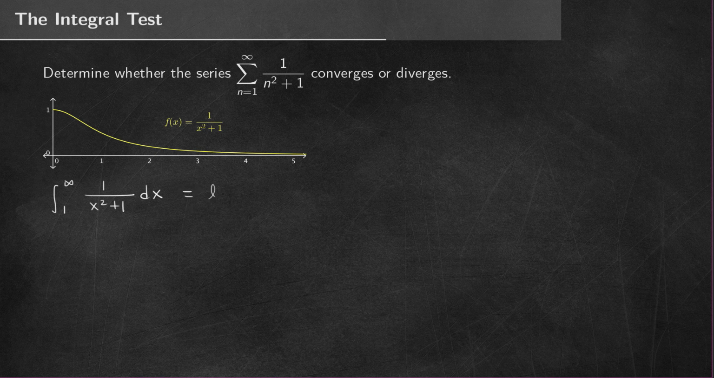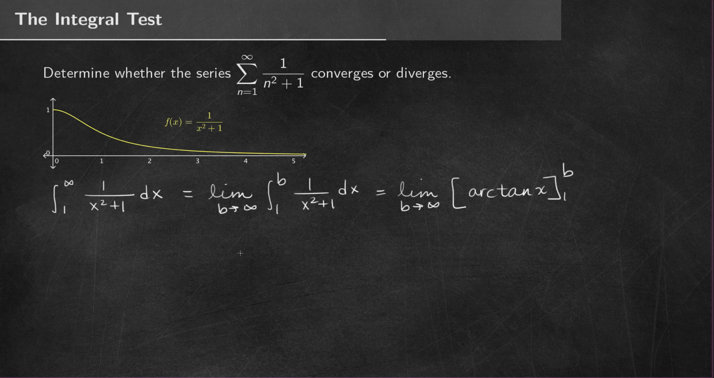This is an improper integral, so we need to take the limit as b approaches infinity from 1 to b, 1 over x squared plus 1 dx. And this is the derivative of arctan x. So the integral 1 over x squared plus 1 is arctan x. So we have limit as b approaches infinity, arctan x from 1 to b, or limit as b approaches infinity, arctan b minus arctan of 1.